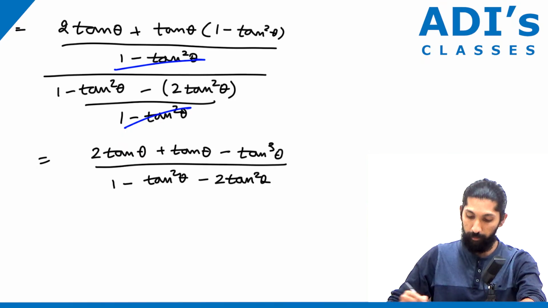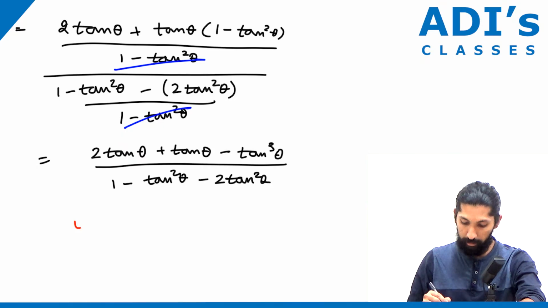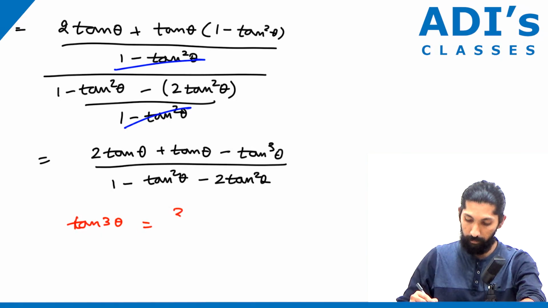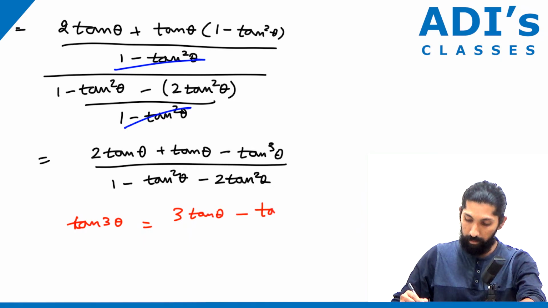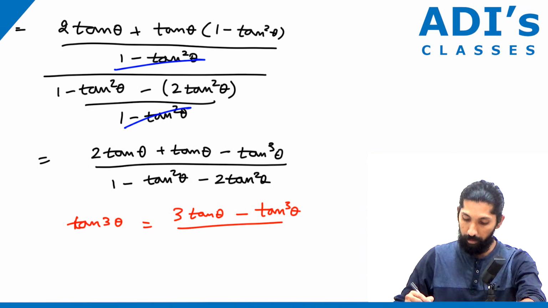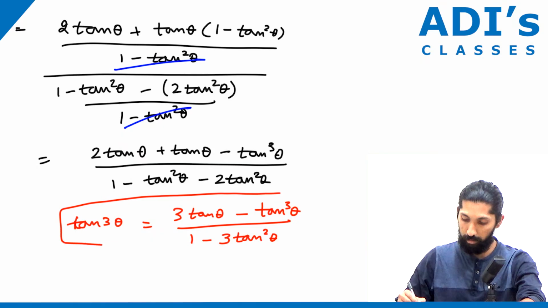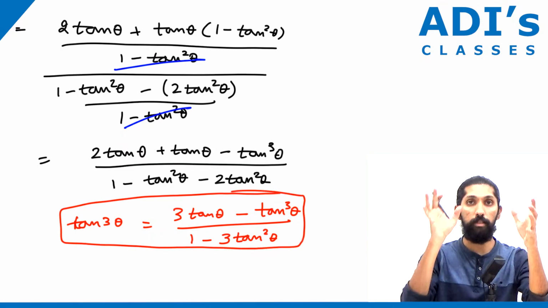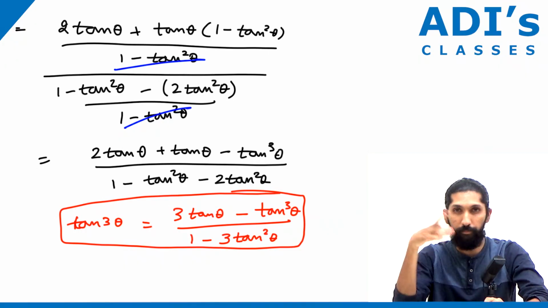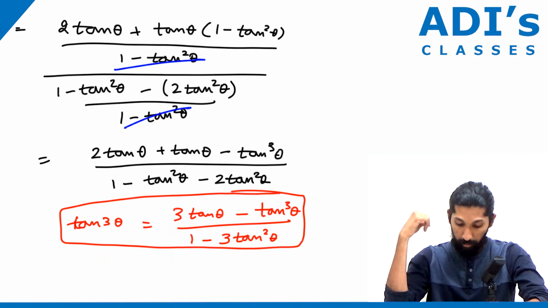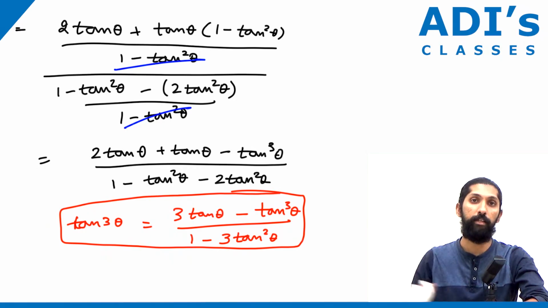Now if you simplify, then tan 3 theta is equal to 3 tan theta minus tan cube theta divided by 1 minus 3 tan square theta. See, this is the identity. The identity in the sense formula. Identity and formula are pretty much one and the same. This is going to be the value of tan 3 theta.